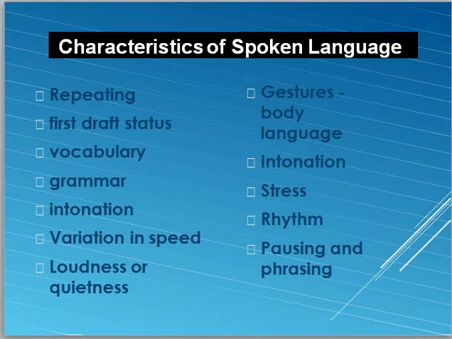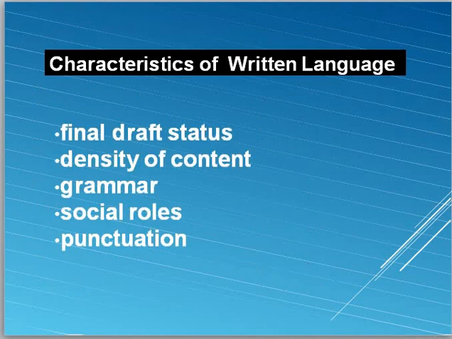The characteristics of spoken language: spoken language basically relates to repeating. We can create gestures, body language, and intonation, stress, rhythm, pausing, and on the other hand we can create vocabulary, grammar, intonation, variation, loudness. These are the characteristics of spoken language. On the other hand, the characteristics of written language are the final draft we create while writing, density of content, grammar, social rules, and punctuation.